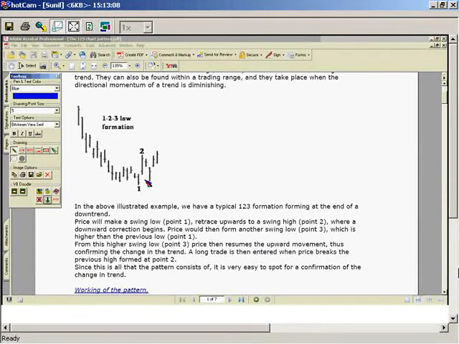Thus confirming a change in trend, and a long trade is entered. Now, the ideal or the textbook entry on a 1, 2, 3 formation is the break of the high of 2. Once price breaks this high, you know that there is a strong confirmation of trend.